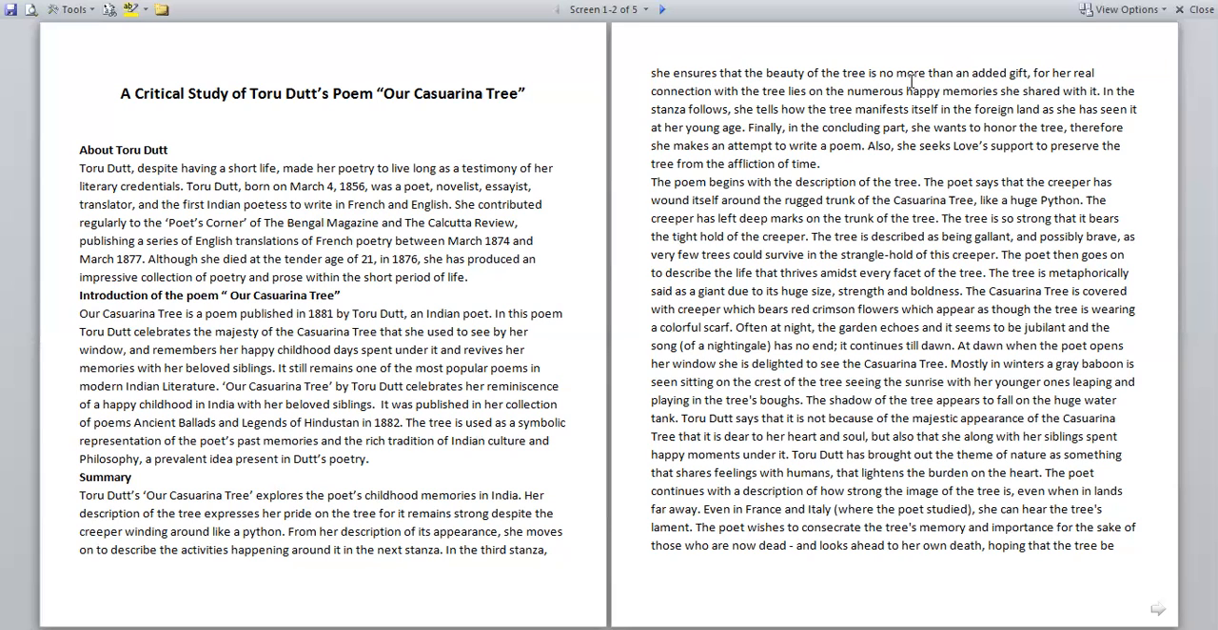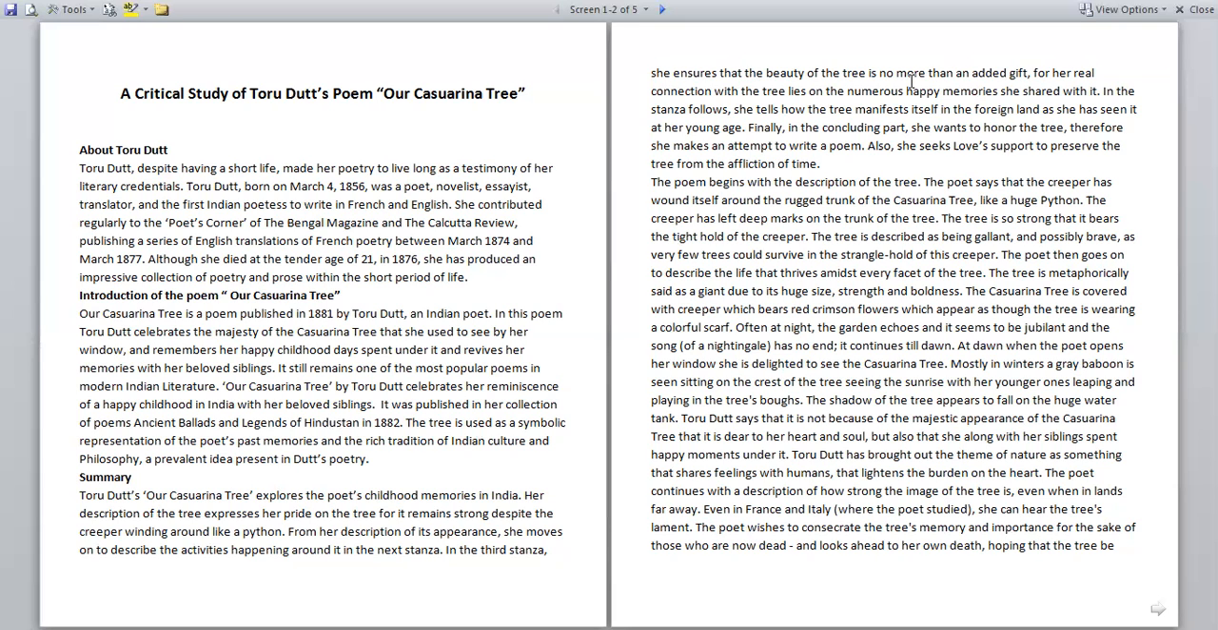Now, an introduction to the poem Our Casuarina Tree. Our Casuarina Tree is a poem published in 1881 by Toru, an Indian poet. In this poem, Toru celebrates the majesty of the casuarina tree that she used to see by her window and remembers her happy childhood days spent under it, reviving her memories with her beloved siblings. So we can say it is an autobiographical type of poem. It still remains one of the most popular poems in modern Indian literature.